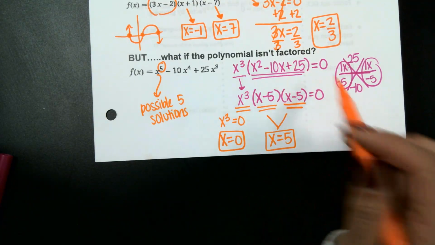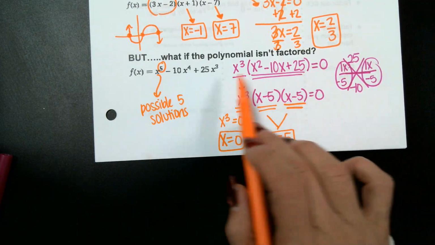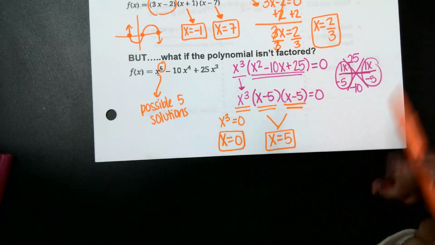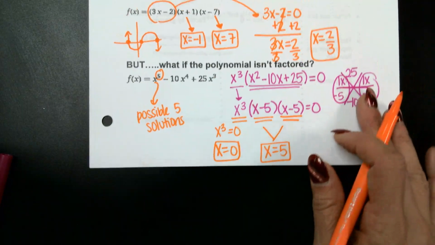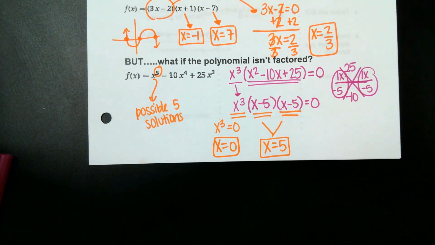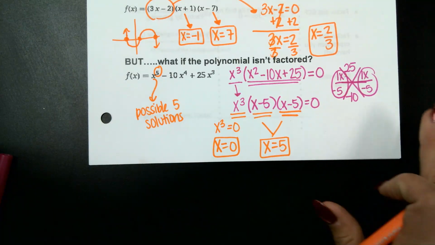All right, are you guys good with what I just did there? Factoring out what they had in common and then doing an asterisk problem? All right, go ahead and turn the page.